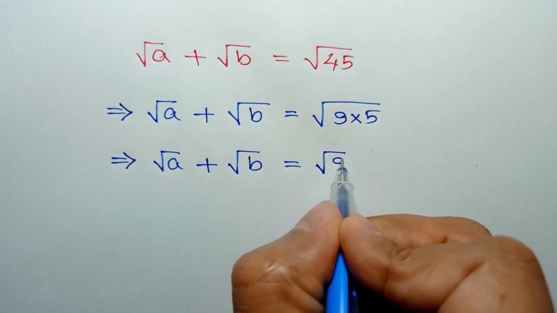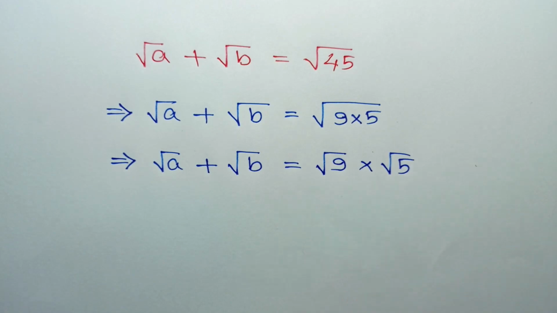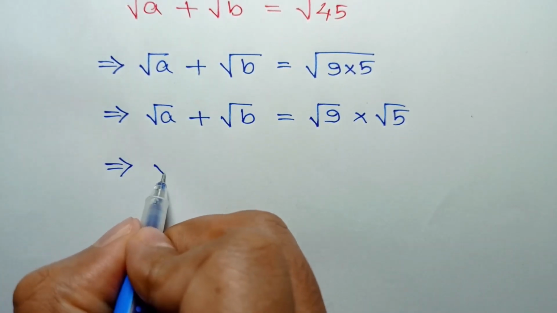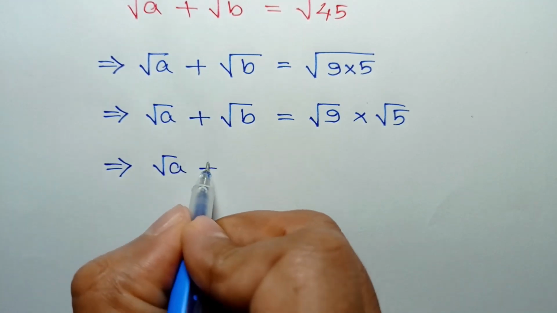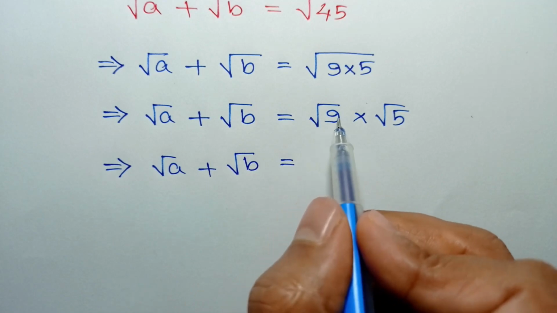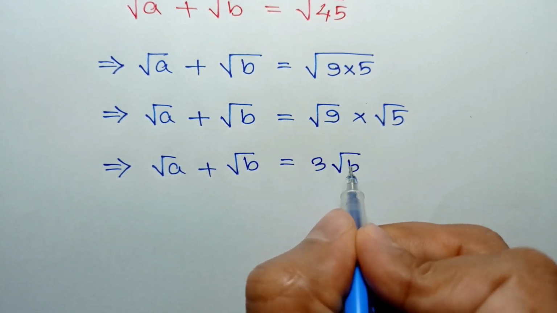Square root of a plus square root of b is equal to square root of 9 times square root of 5, or square root of a plus square root of b is equal to square root of 9 is 3 and square root of 5.